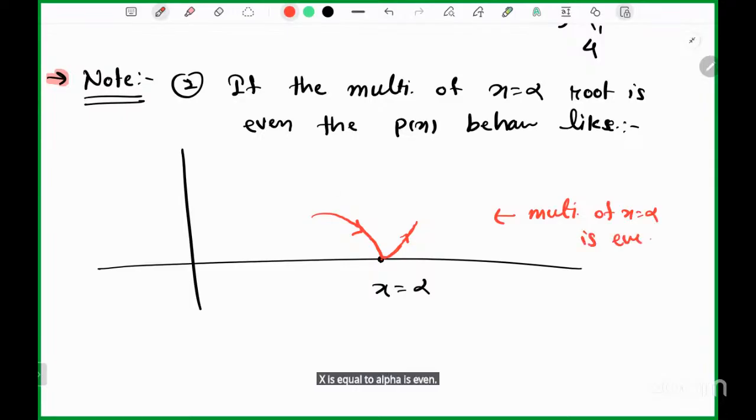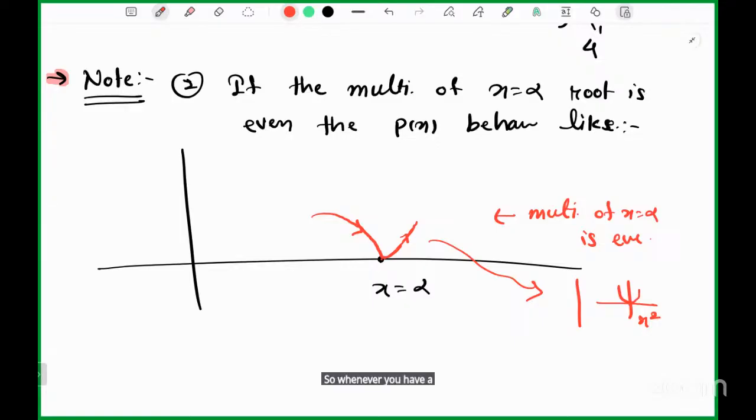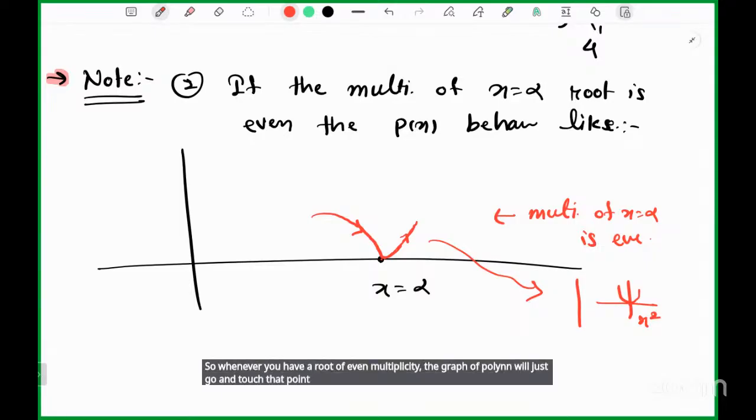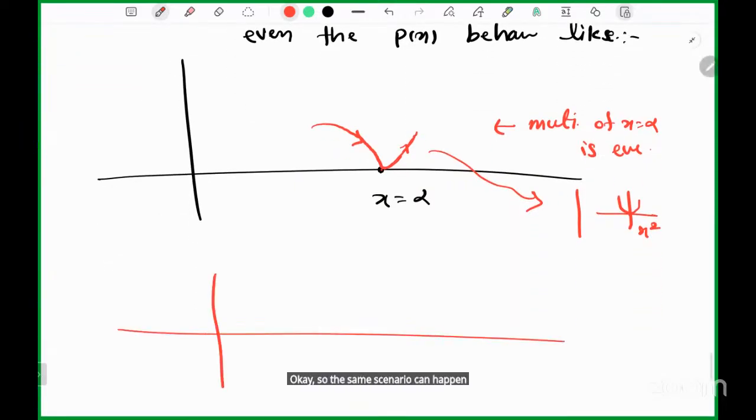So you can relate this with the graph of x square, right? In the graph of x square also, x equals 0 is a root of even multiplicity, which is 2. So here also the same thing happens. Whenever you have a root of even multiplicity, the graph of the polynomial just goes and touches that point and returns back in the same direction.